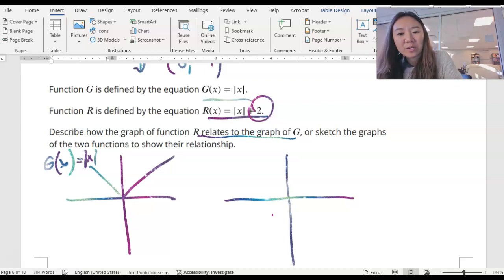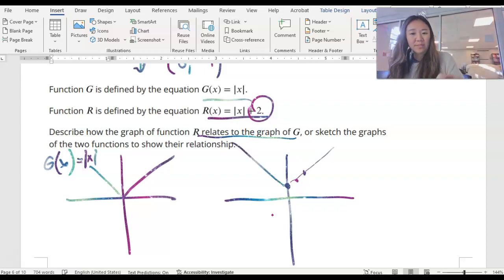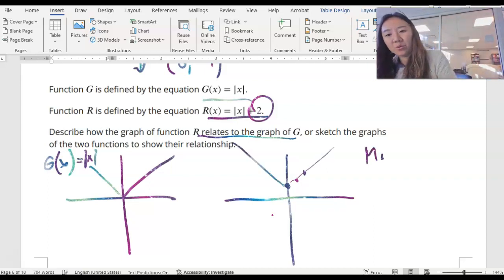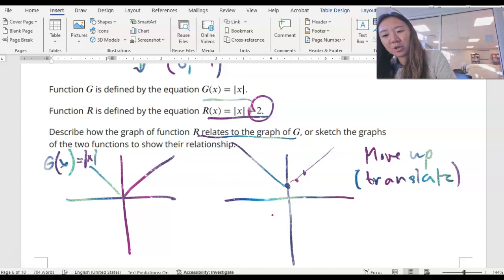So if I put 0 in here, it's going to be 0 comma 2. If I put 1 in here, it's going to be 1 comma 3. 2 is going to be 2 comma 4, right? And so this graph is going to have all of the points move up 2. So move up, or translate, if you want to use your big math geometry words, translate up 2 points.